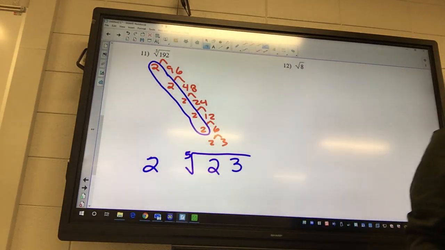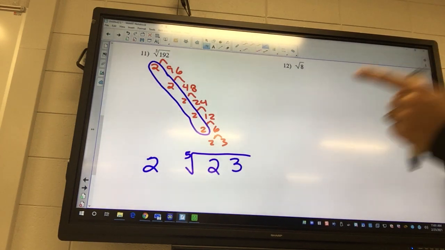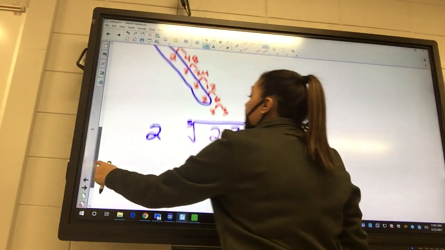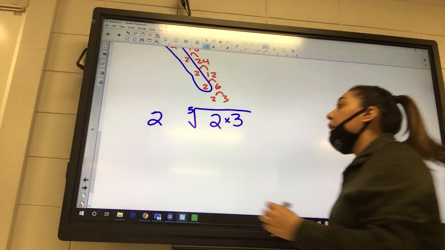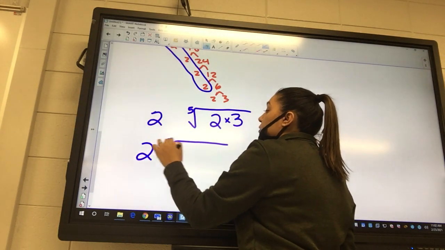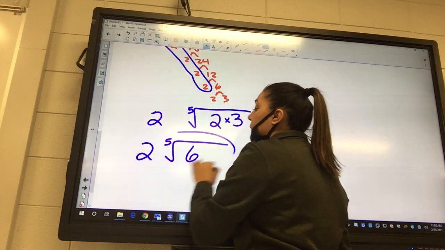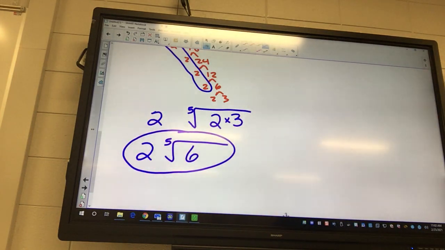But in mathematics, what does it mean if they're right next to each other? Multiply them. Okay, so when we put that 2 and 3 back on the inside, you need to multiply them. So 2 times 3. This is what your answer should look like. And don't forget that baby 5.